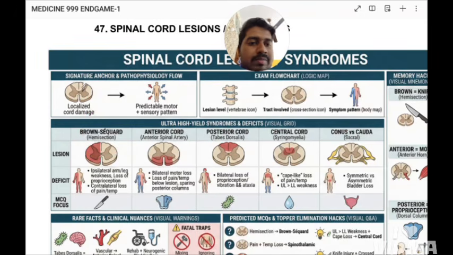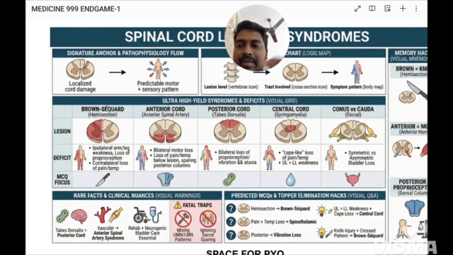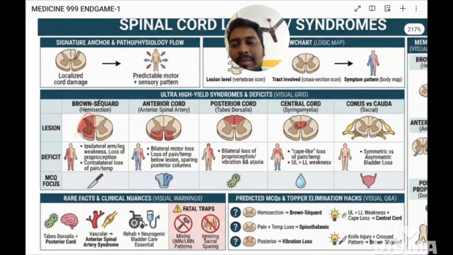Okay. So we'll go through all of them step by step. There will be a motor and sensory pattern in spinal cord syndromes based on the level of the lesion. First, if half of the spinal cord is involved, what will happen? This half of the spinal cord carries opposite side motor fibers, which are descending like this. These fibers cross over, not here, sorry, they will cross here and then come down.